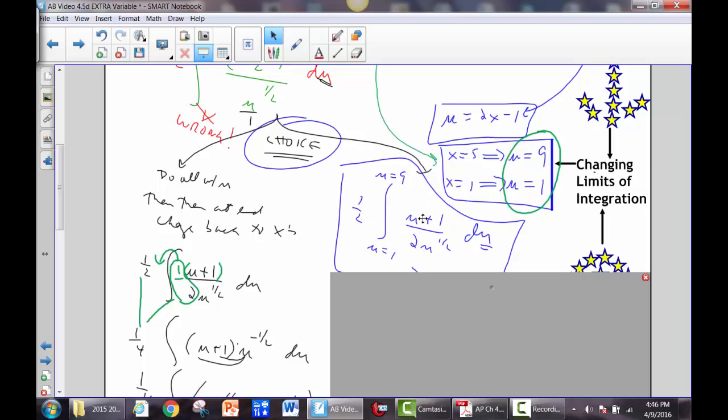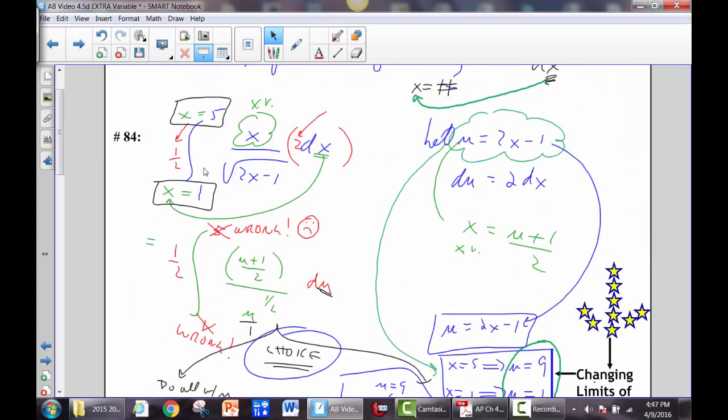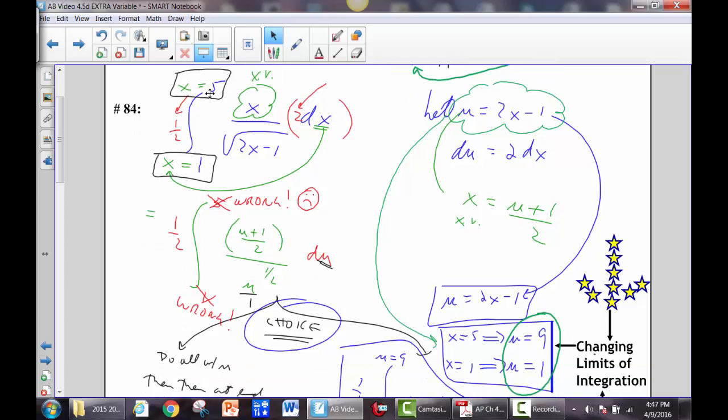Once you get it in terms of u, you can say, let's rewrite this x equals 1 to x equals 5 in terms of u, because we know u is 2x minus 1. So it was from a top limit of integration of x equals 5 and a lower limit of integration of x equals 1. If I plug x equals 5 into this expression for u, x equals 5 implies u equals 9. If I plug 1 into 2x minus 1, that means when x equals 1, u is 1.